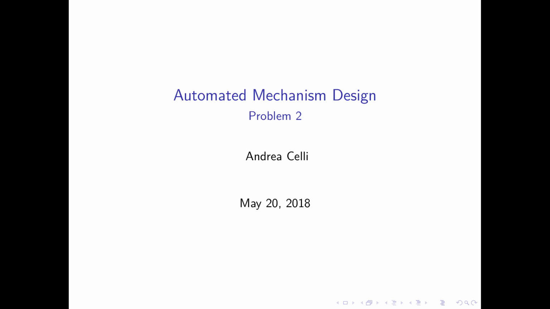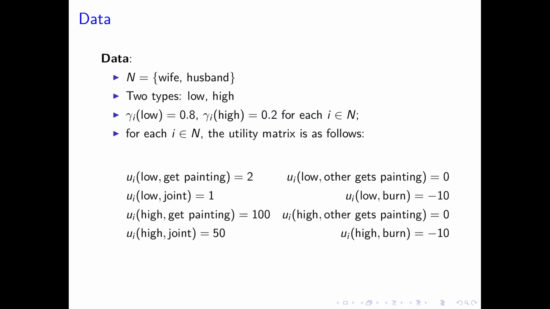In this second lecture on automated mechanism design, we will see how to solve a problem with payments. We will start from the same problem of the last video, where a couple is getting divorced and an arbitrator has to decide who gets the ownership of a painting. So the data that we have are exactly the same as before.